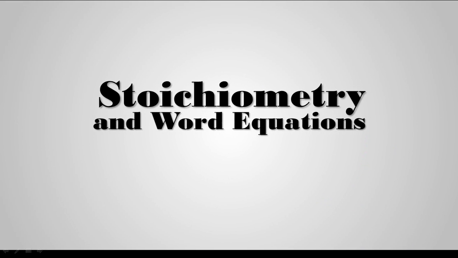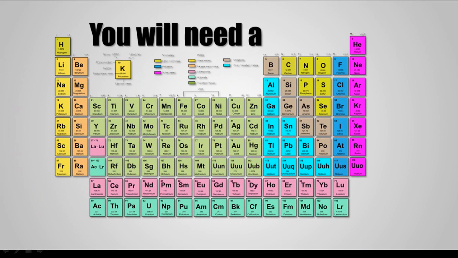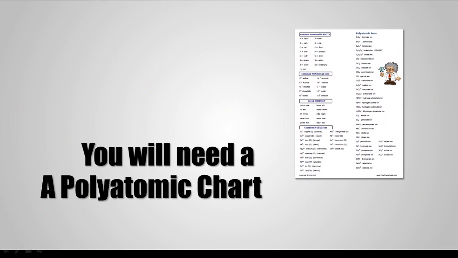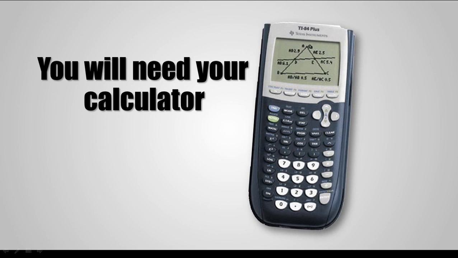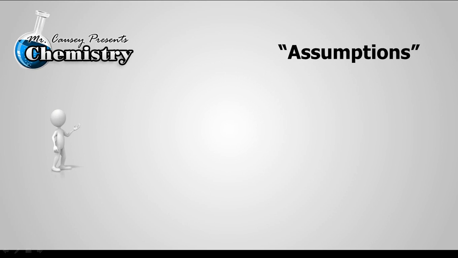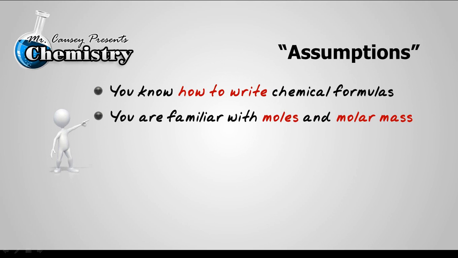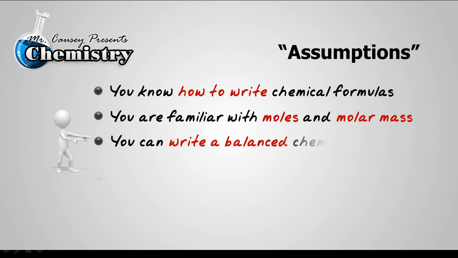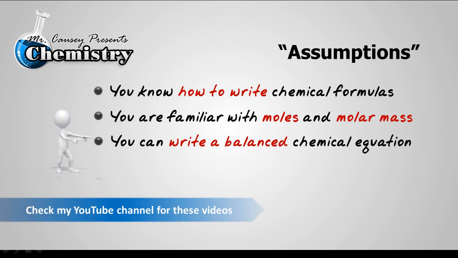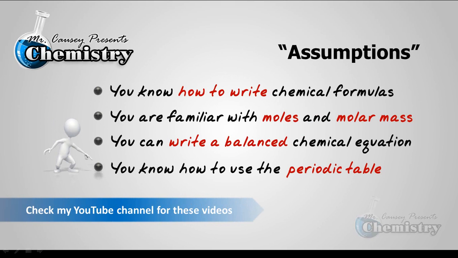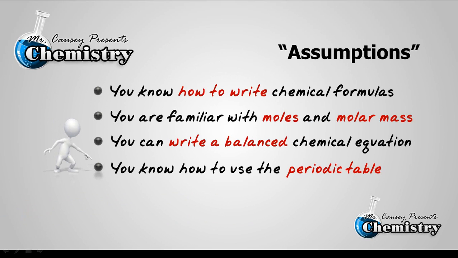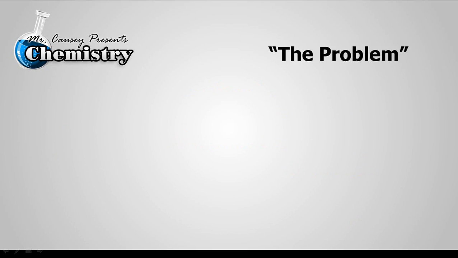Today I'm going to have a homework helper on stoichiometry and word equations. You'll need a periodic table, you'll need a polyatomic ion chart, and you'll need your calculator. I'm going to make a few assumptions. First, that you know how to write chemical formulas, that you are familiar with moles and molar mass, that you know how to write a balanced chemical equation, and that you know how to use the periodic table. And if you're not familiar with any of these things, go to my YouTube channel and watch the videos on these subjects. Here's the problem.